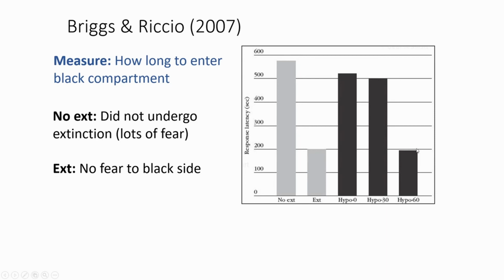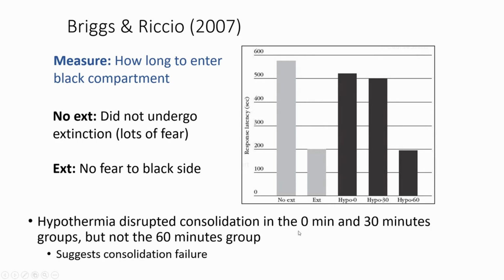And we can see that our hypo 0 and hypo 30 both behaved like the group that had received no extinction. So this hypothermia disrupted consolidation in these two groups. But our hypo 60 behaved just like the normal extinction group. So this suggests that maybe there was some kind of consolidation failure in these groups, where experiencing hypothermia would have interfered with their ability to store what they had just learned. So maybe the hypothermia kept them from consolidating that information and putting it into long-term storage.